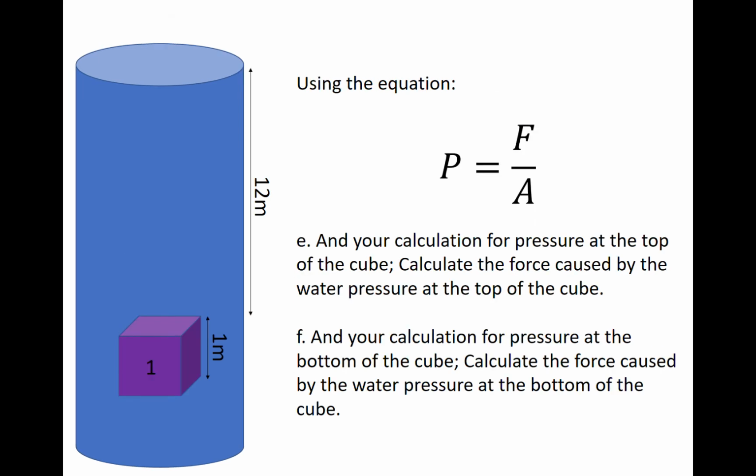The next stage is to use this in order to determine what the force on the top of the cube is and what the force on the bottom of the cube is. So using the equation pressure equals force per unit area and your calculation for pressure at the top of the cube, calculate the force caused by the water pressure at the top of the cube. And then similarly, calculate the force caused by the water pressure at the bottom of the cube. Since this is a cube, we know that all sides are the same length, so therefore it will be an area of 1 meter squared.